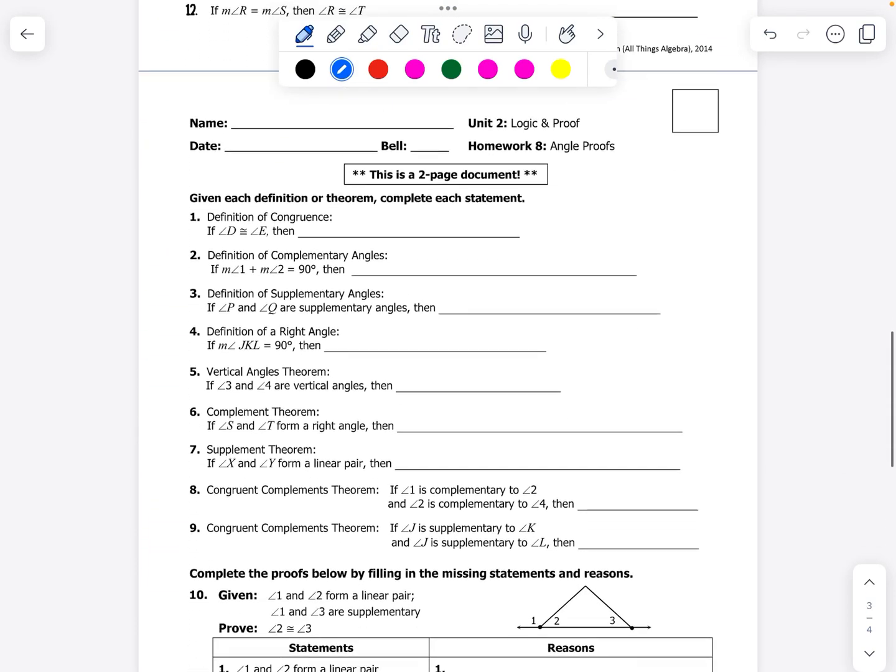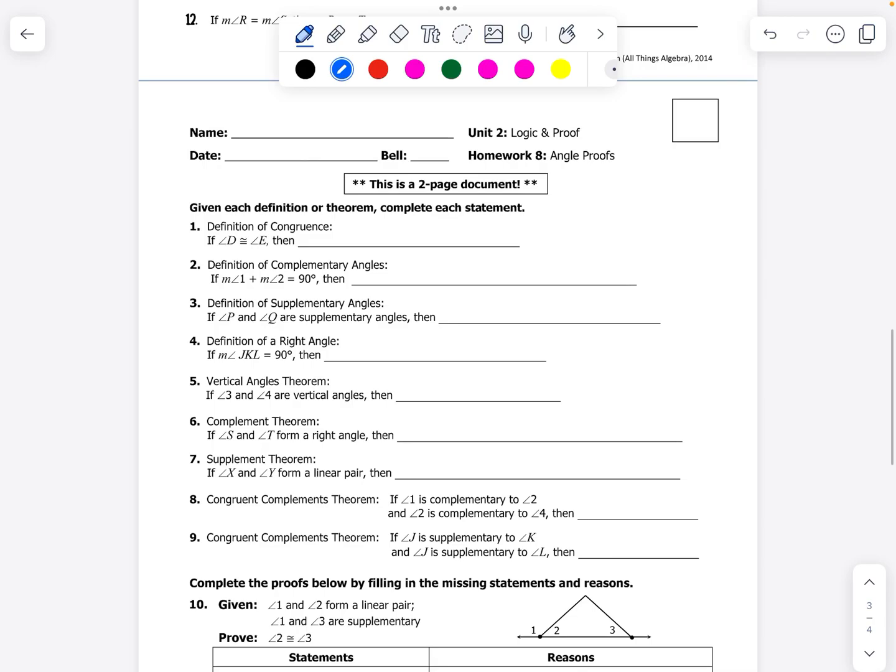Okay, so what you guys are going to be asked to do next, we're kind of leading up to doing a proof. It gives you a definition or a theorem, and it's asking you to complete the statement, which I think is really good practice for us with proofs right now.